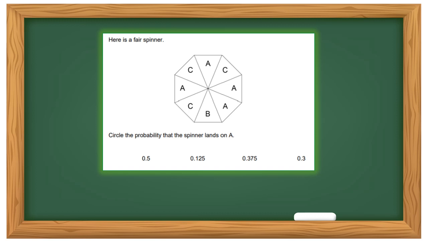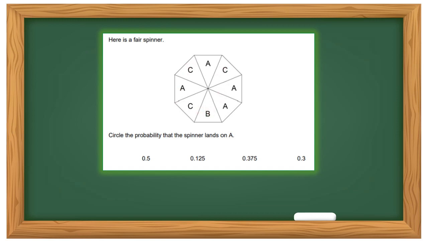So here is a fair spinner. Circle the probability that the spinner lands on an A. Okay, so you create your fraction. You can see how many A's there are: there's 1, 2, 3, 4 A's. And there is 1, 2, 3, 4, 8 sectors.